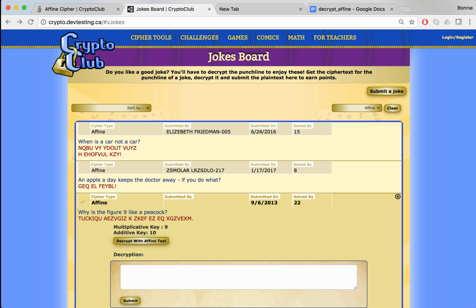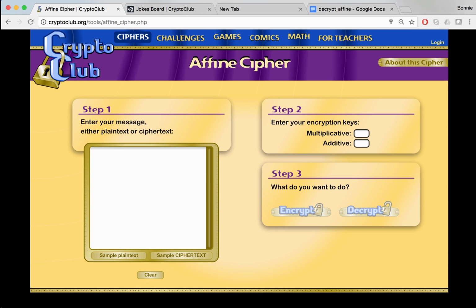Let's do the decrypting using the Affine Decrypting tool at cryptoclub.org. But these steps can be completed by hand if you wish. To get started, we enter the message into the message box. Then we remember that the multiplicative key is 9 and the additive key is 10 for this message. Now we're ready to decrypt.